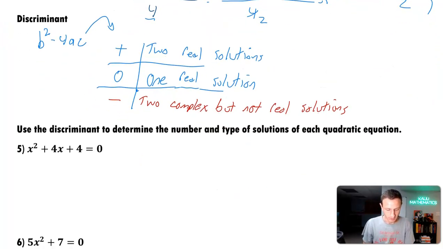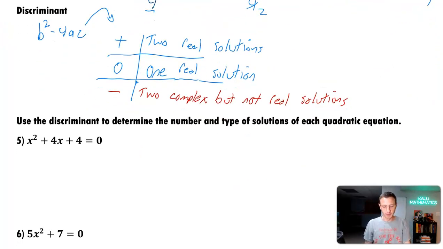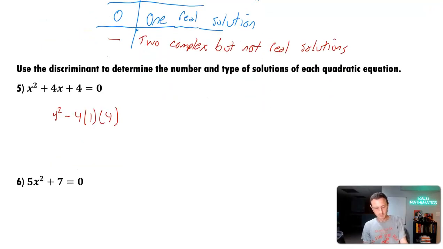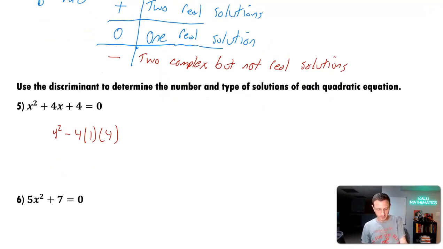Okay. So number 5, use the discriminant to determine the number and type of solutions of each quadratic. Using the discriminant here, we have x squared plus 4x plus 4. All we're worried about is the discriminant, b squared minus 4 times a times c. So b squared is 4 squared, which is 16, minus 4 times 1 times 4, which is 16. 16 minus 16 is 0, so that means there is one real solution.